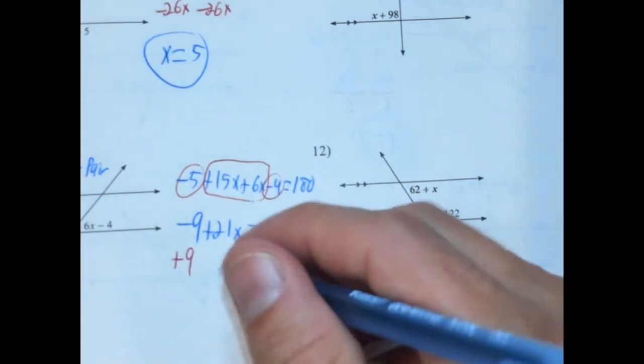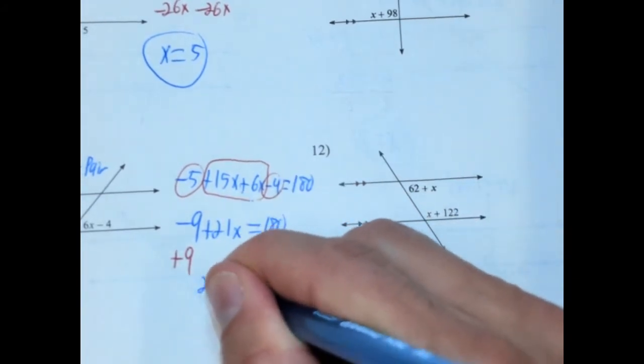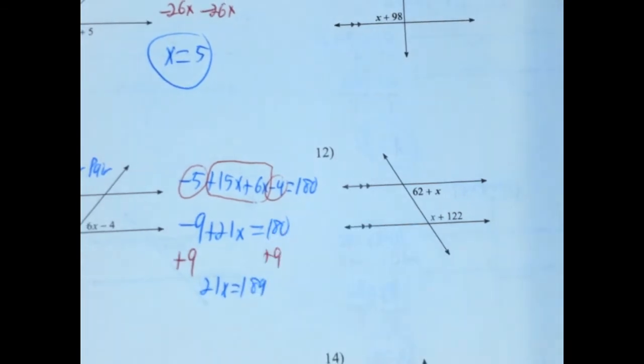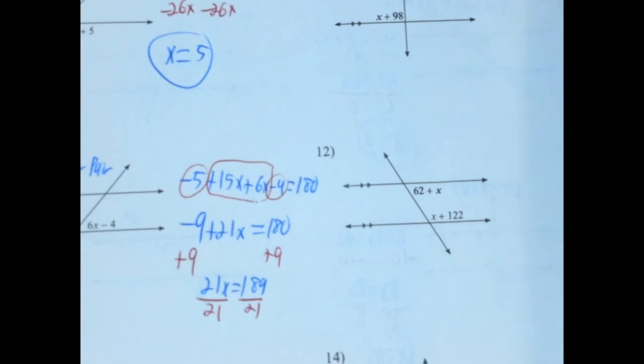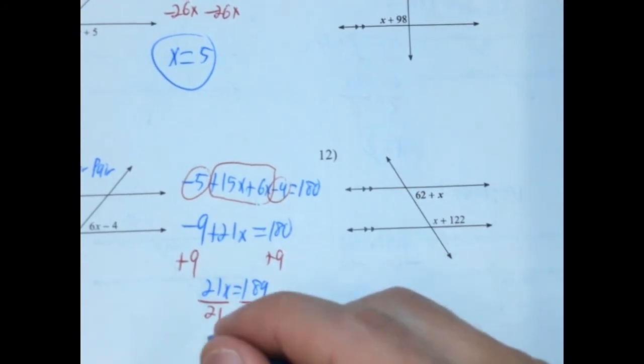So 180 plus 9 would be 189. So 21x equals 189, and we're going to divide by 21. So 21, it's going to go in 9 times. So we have 9 is our x value.